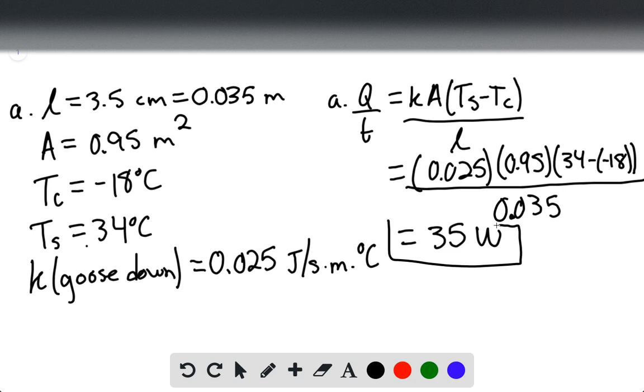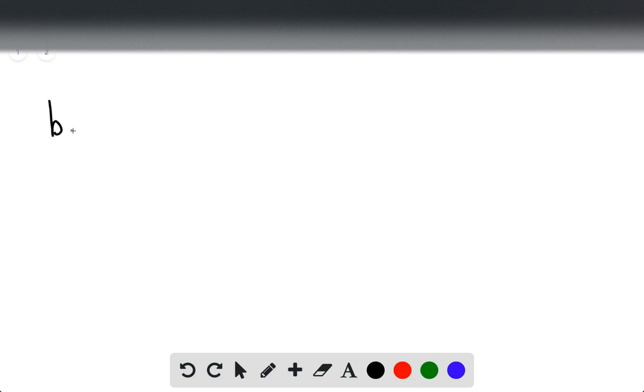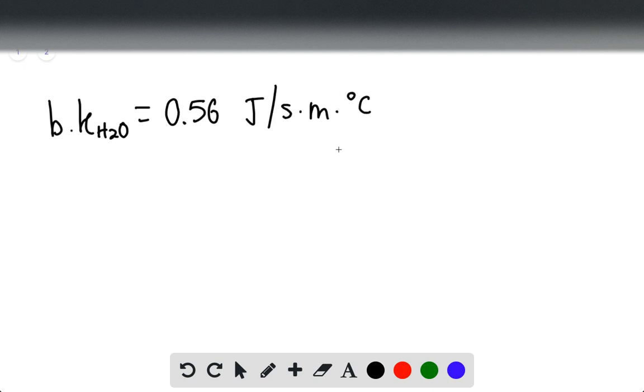Now, this is extremely low, which is good because if this is extremely low, that means the rate of heat flow is going to be low, and that means that one is going to retain their own warmth if they're wearing this jacket. Now, for part B, it's a little bit different because now the jacket is wet. So now we're going to use the thermal conductivity of water, which is 0.56. You can see that this is much, much bigger than the thermal conductivity of goose-down, which we're going to assume will increase the rate of heat flow.